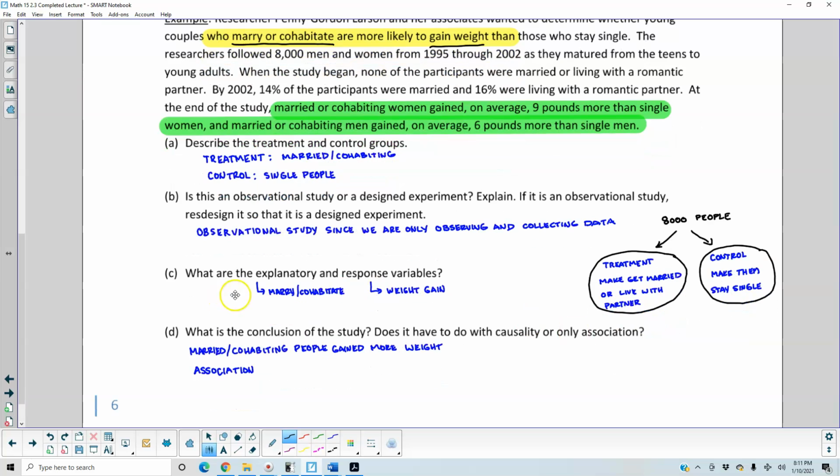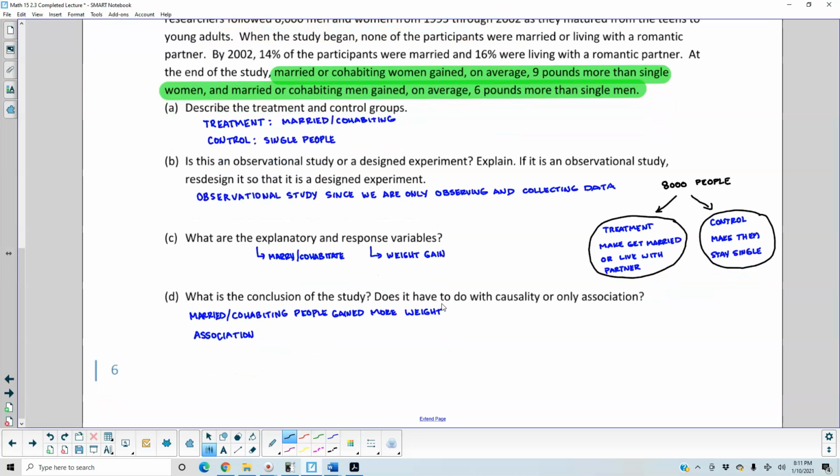In part C, what are the explanatory and response variables? Well, the explanatory was the marry or cohabitate. The response variable is the weight gain. In part D, what is the conclusion of the study, and does it have to do with causality or only association? Well, married cohabitating people gain more weight, so therefore this would be association.